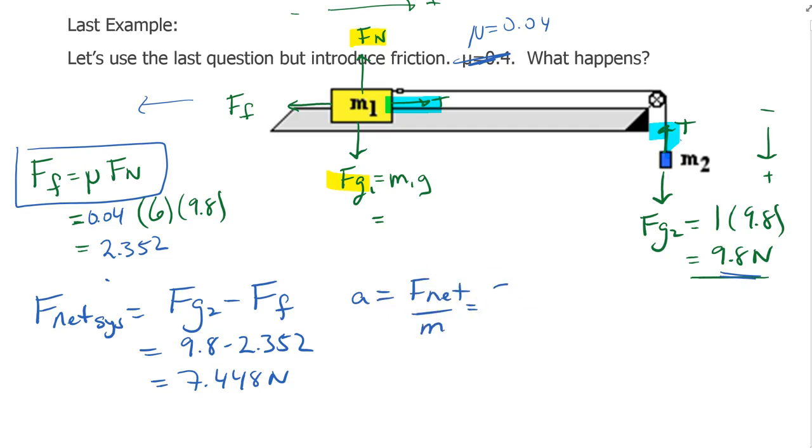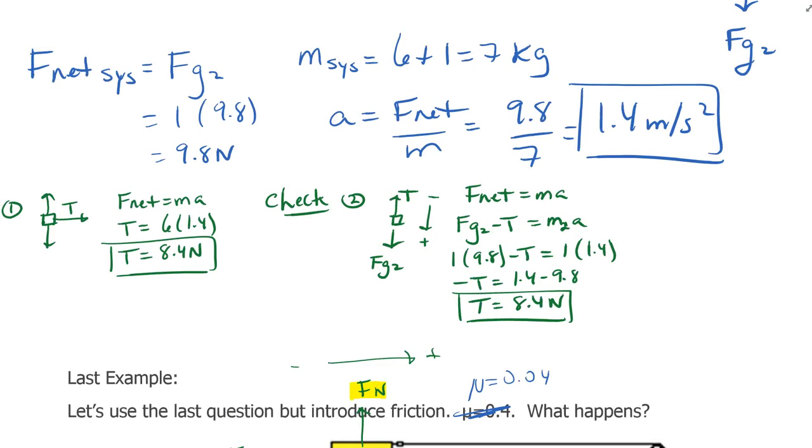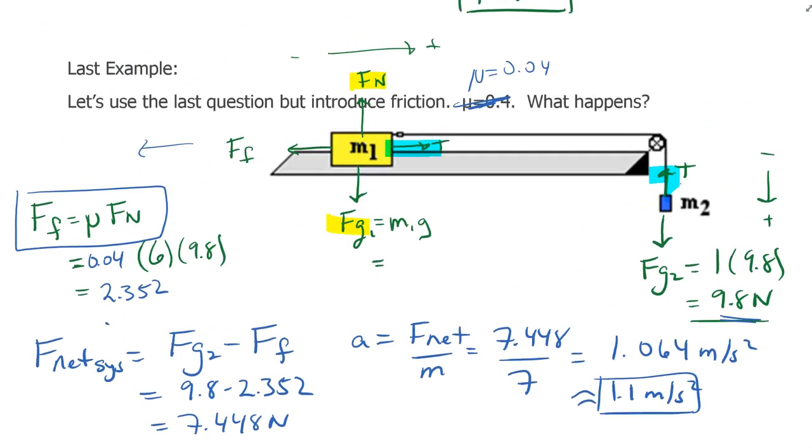My acceleration is going to be equal to the F net of the system divided by the mass of the system. So I'll take that 7.448 and divide it by the mass of the system, which is 6 plus 1, which is 7. And I get an acceleration of 1.064 meters per second squared, or if I round that to two significant digits, 1.1 meters per second squared. So you'll notice that when there wasn't any friction, it was accelerating at 1.4. And now when I introduce just a little hint of friction, just 0.04 coefficient of friction, I'm all the way down to 1.1 already.